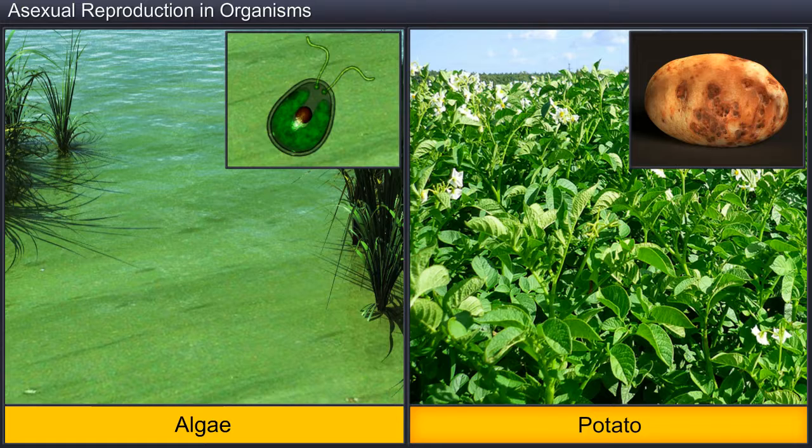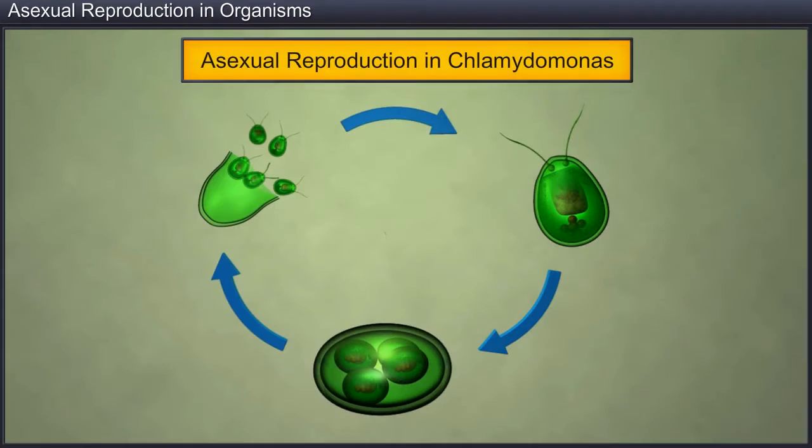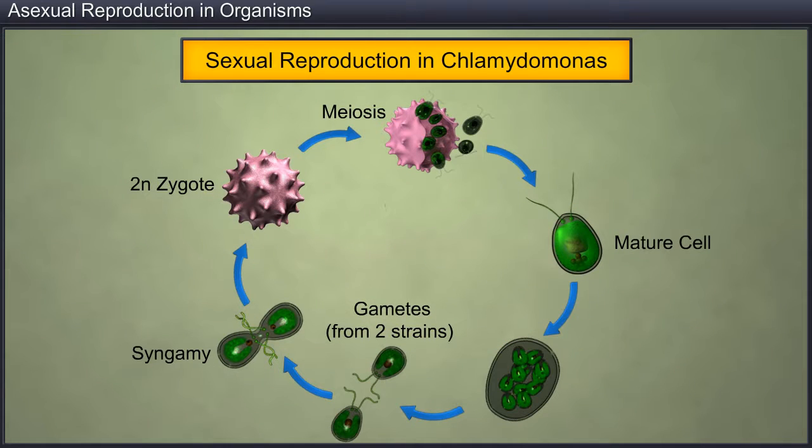Apart from single-celled organisms and animals, asexual reproduction is also seen in simple plants such as algae, as well as in certain higher plants such as potato. For instance, Chlamydomonas, a type of algae, develops zoospores which later mature into new plants. However, during unfavorable conditions, Chlamydomonas, as well as other types of fungi and algae, undergo sexual reproduction.